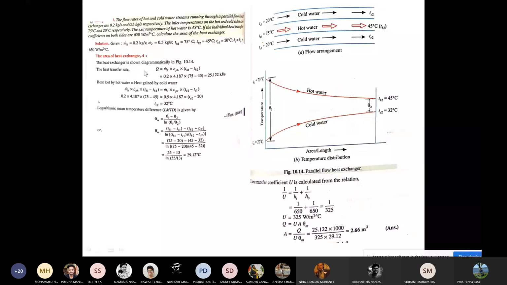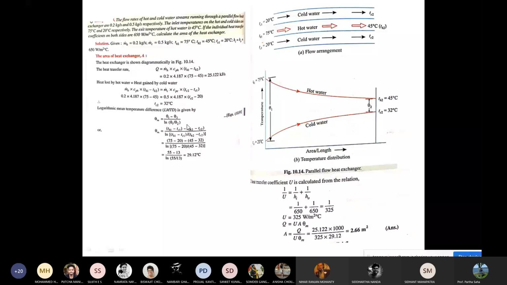Now, the heat transfer rate, we already know the expression: Q equals mh cph (Th1 minus Th2). You can use it even for the cold fluid, mc cpc, same concept, you'll get the same. So you just put in these values. The heat loss by the hot water is similarly the heat gain by the cold water. So we put in these values and then calculate Tc2, which was not given. Tc2 is 32 °C.